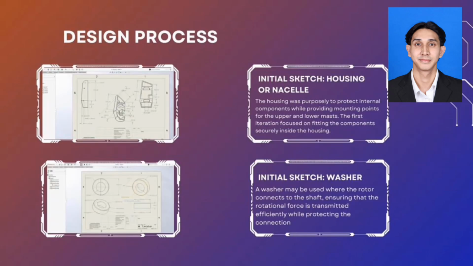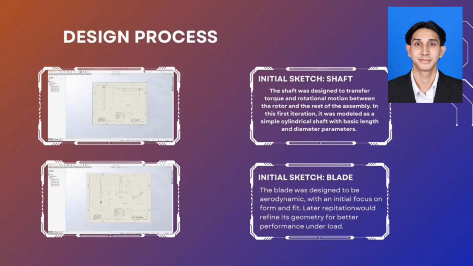Design process. Initial sketch, which is housing. The housing was purposely designed to protect internal components while providing mounting points for the upper and lower mast. The first iteration focused on fitting the components securely inside the housing. Next, initial sketch, washer. A washer may be used where the rotor connects to the shaft, ensuring that the rotational force is transmitted efficiently while protecting the connection.